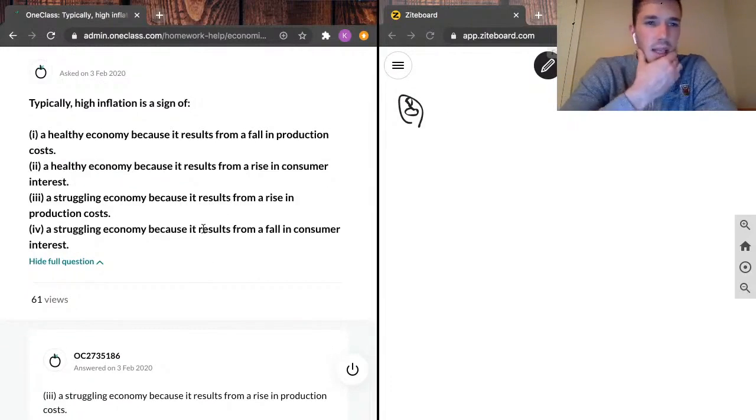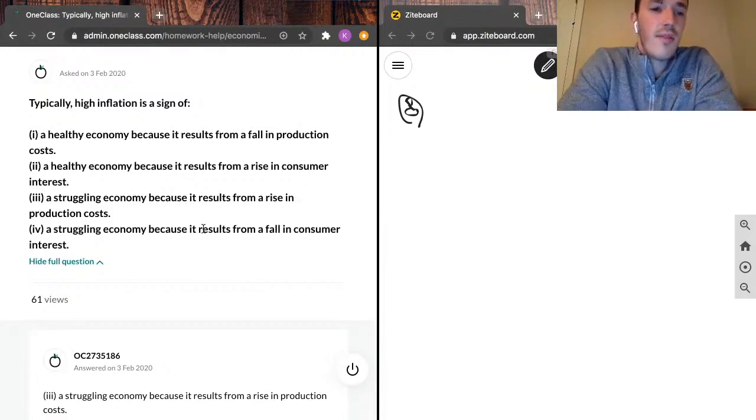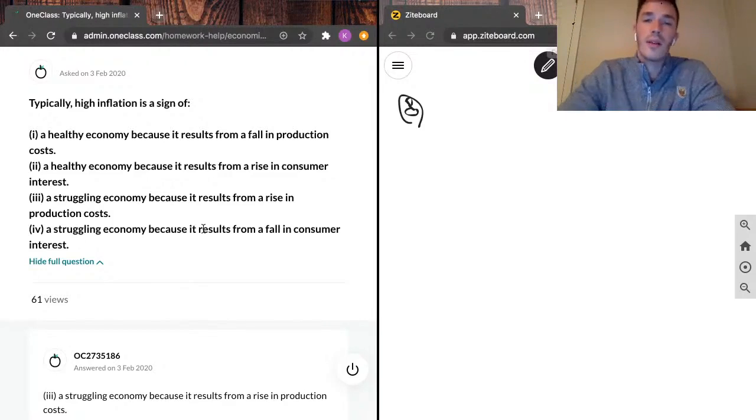Question 8 reads: typically high inflation is a sign of 1, a healthy economy because it results from a fall in production costs; 2, a healthy economy because it results from a rise in consumer interest; 3, a struggling economy because it results from a rise in production costs; 4, a struggling economy because it results from a fall in consumer interest.